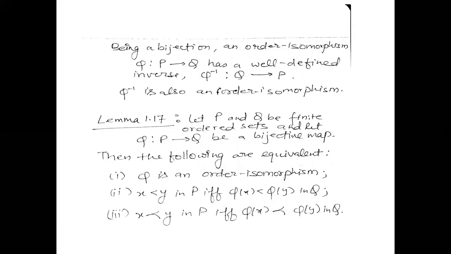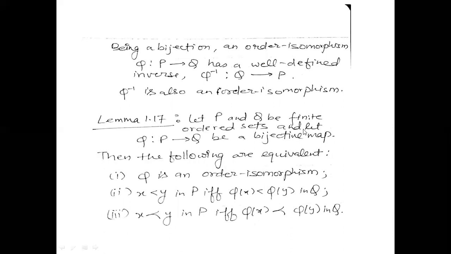So being a bijection, an order isomorphism phi from P to Q has a well-defined inverse. If a map is one-one and onto, then its inverse is also well-defined and also one-one and onto. So phi inverse is also an order isomorphism. Let us see this lemma here.